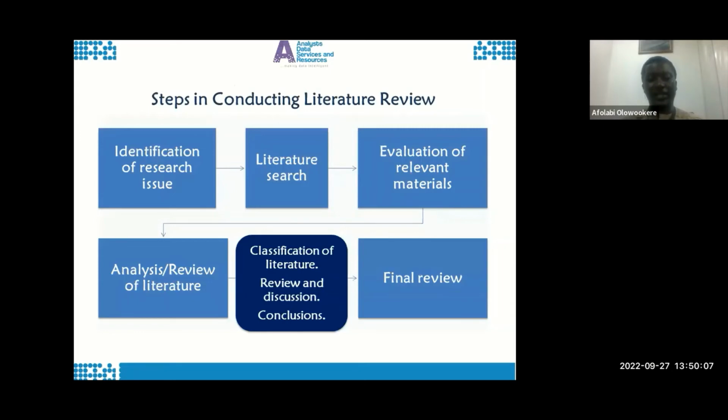Often, you identify the research issue, you do the literature search, you evaluate the relevant materials, you analyze and review the literature, you classify the literature, you review and discuss them, you draw your conclusion, and you do a final review. What is very common these days is for people not to do literature review, but what I call literature statement. Just stating this person has found out that, this person has found out that. It doesn't mean anything. What matters is in what context, what is the issue, how thematic is what you are saying in bringing out a particular issue that is germane towards realizing the objective of your work, rather than stating what people have found out everywhere.